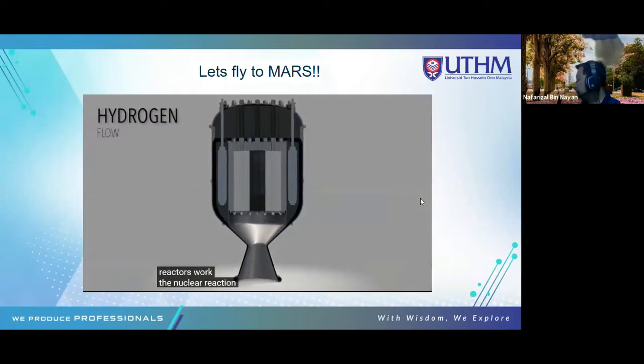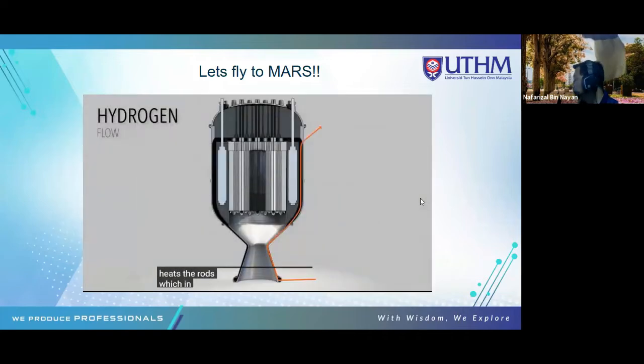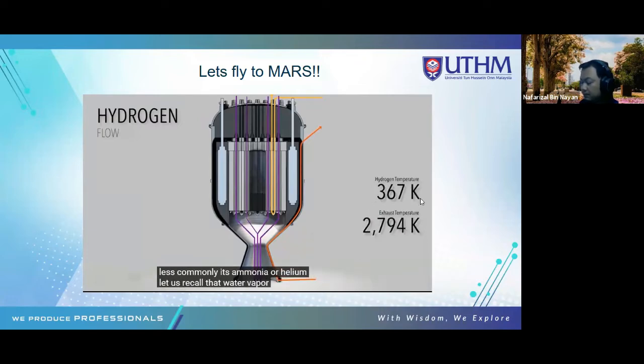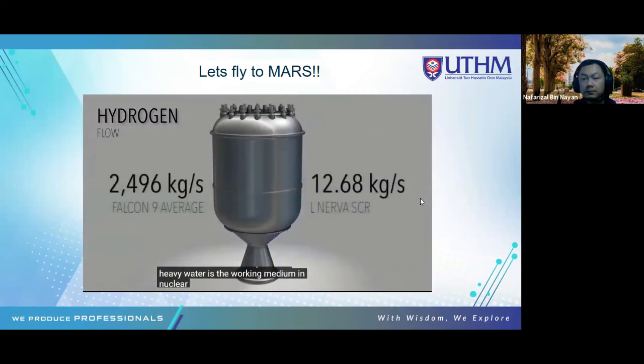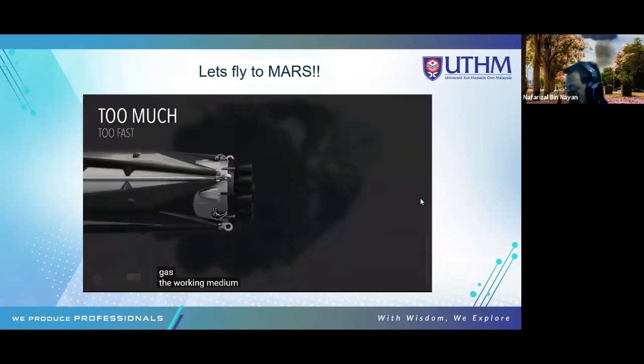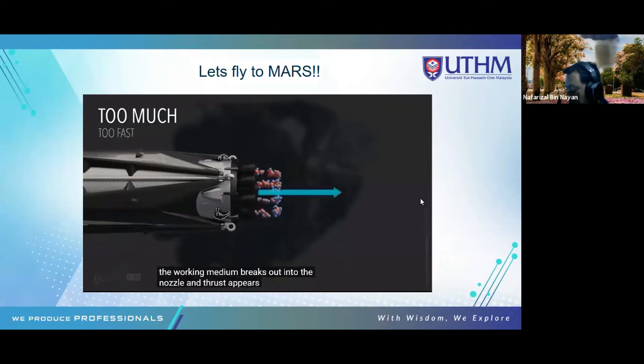The nuclear reaction of uranium dioxide heats the rods, which in turn heat the medium, or as nuclear physicists say, the working medium of the reactor. Hydrogen is usually considered a working medium for a solid-phase nuclear rocket engine. Less commonly, it's ammonia or helium. Let us recall that water vapor from heavy water is the working medium in nuclear reactors on Earth. Compactness is important for a nuclear rocket engine, so hydrogen is acceptable. Turning into gas, the working medium breaks out into the nozzle and thrust appears.